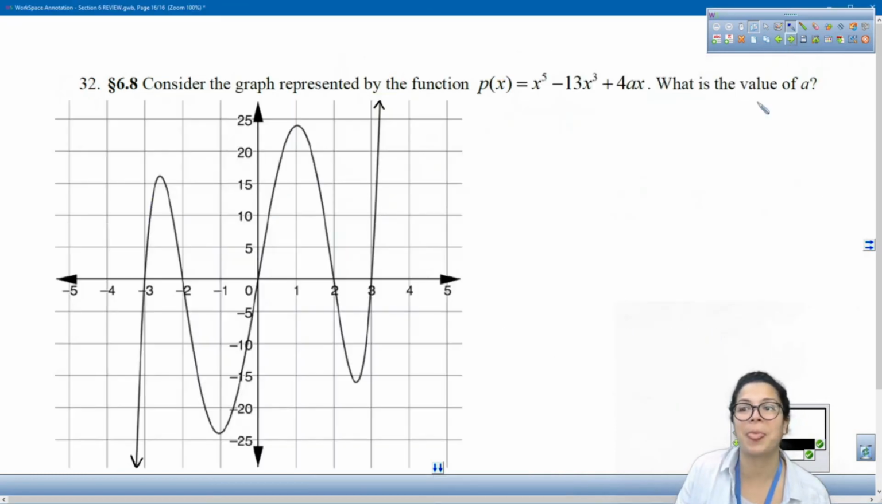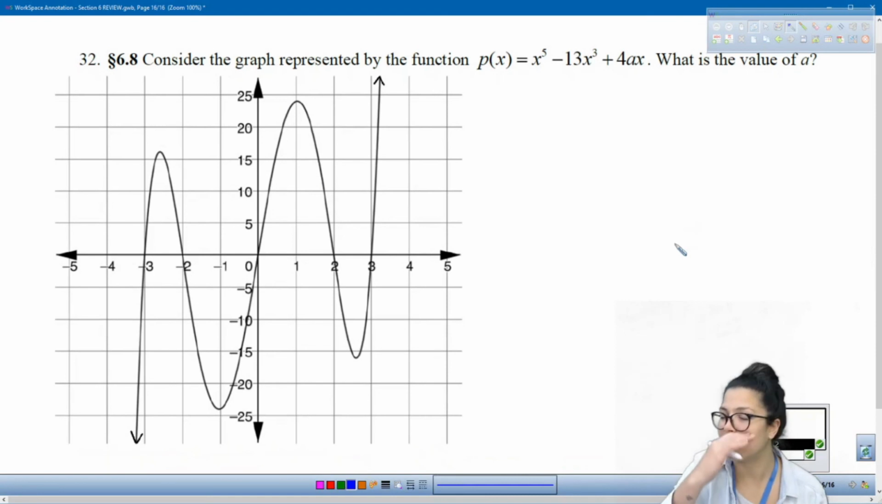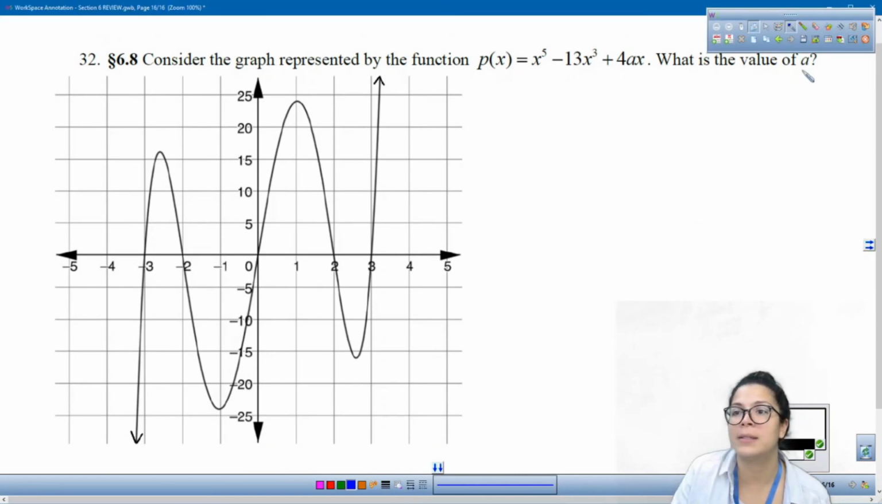Last problem, 32. We reached the end. So consider this graph right here. They're saying, what is the value of a? So this function is this right here: 1x to the power of 5 minus 13x to the power of 3 plus 4ax. So the question is, what is this a value?